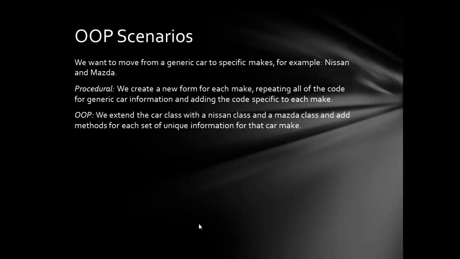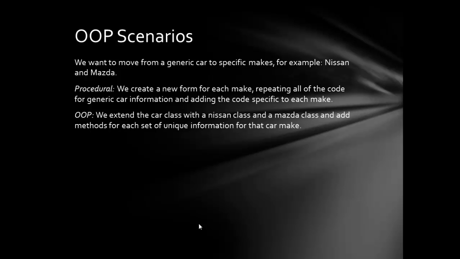Now, let's say here's another scenario for you. Your boss comes to you and says, you know what, we've been making these generic cars, trucks, buses. We want to start moving into some specifics. We're going to make specific makes. We're going to make Nissan and Mazdas. So if you are a procedural programmer, you now have to go through all the coding for a Nissan and Mazda, just like you did for car, truck, bus, and add specific information for each make.